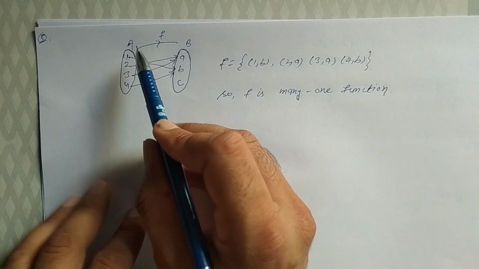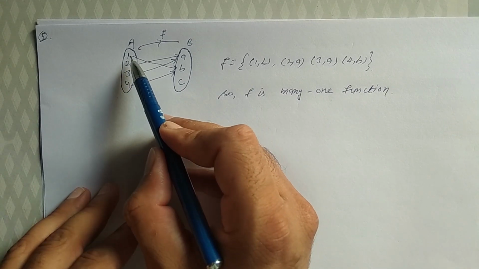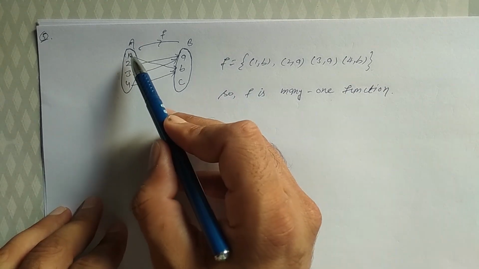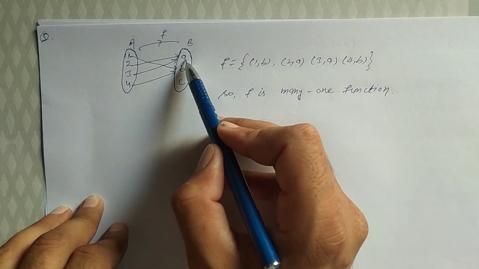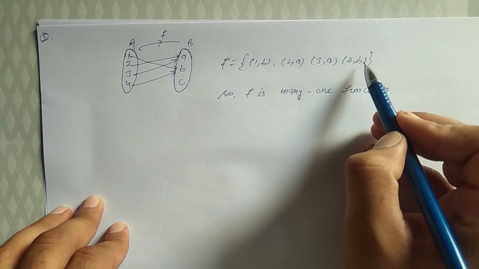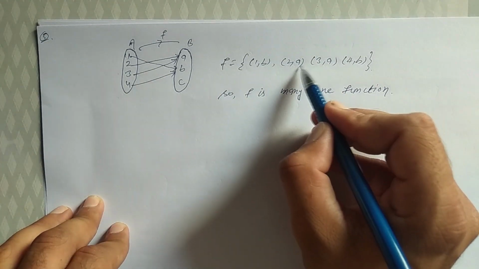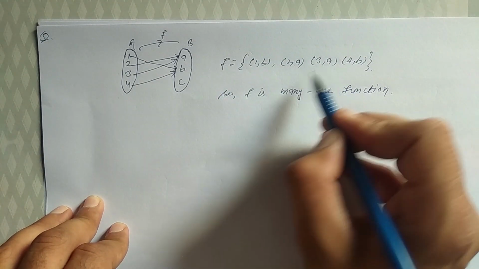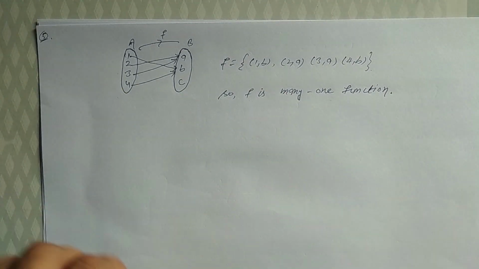Again, two or more elements of set A have the same image in set B. Element 1 and element 4 have the same image B, and element 2 and element 3 have the same image A, because f is a many-one function.